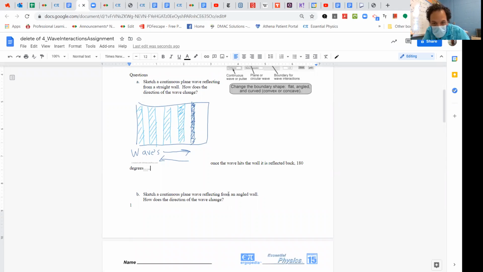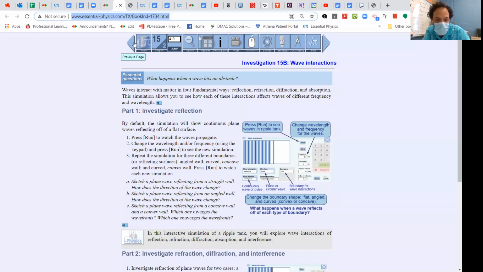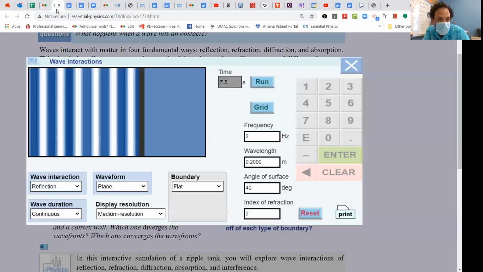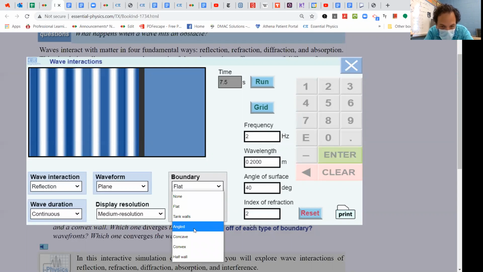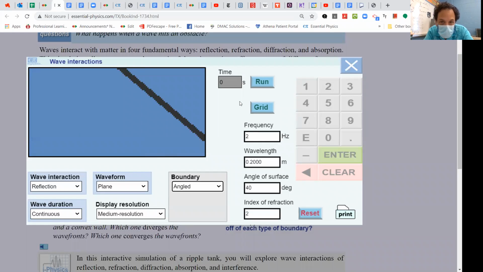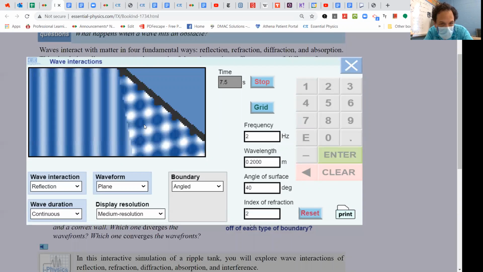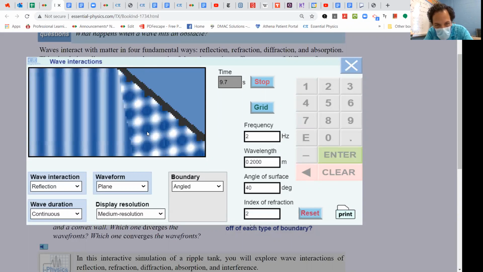Sketch a continuous plane wave reflecting from an angled wall. Okay, let's do an angled wall. Let's see what that looks like. So let's do the boundary, an angled wall, and here's the concave and convex. So an angled wall. So let's run this. So you can see they start reflecting this way. And it makes this interesting pattern.